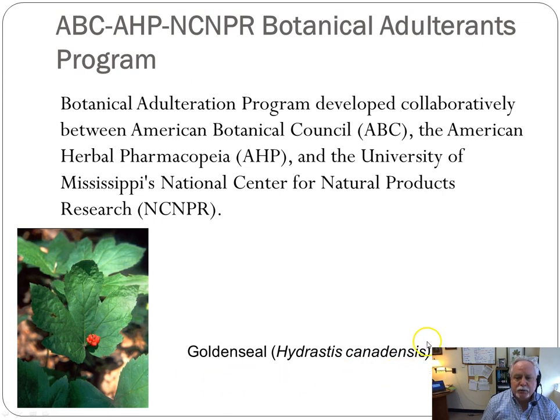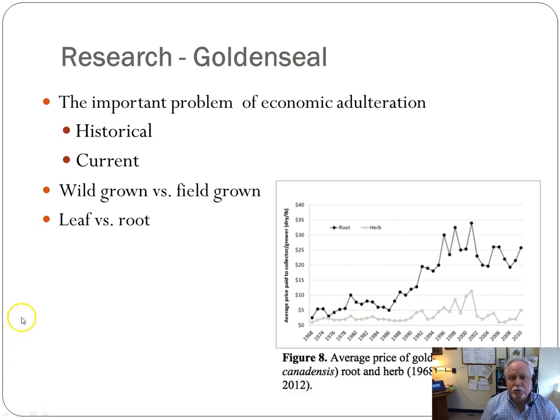I recently had an adulterants paper published for them looking at Golden Seal, because I had done enough work on it. And Golden Seal had both historical and current issues in terms of adulteration. If we look at the pricing in that graph on the bottom right, you can see how from 1968 at around $2 per pound, it's gotten as high as $35 per pound, and it's currently probably sitting somewhere between $25 and $35 per pound. And that's the root versus the leaf or herb.